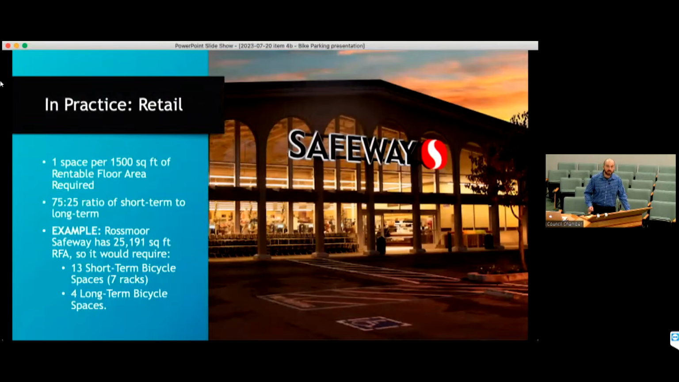So in practice, for retail, the proposed update is one space per 1,500 square feet of rentable floor area. That is a common standard. It shows up on all the plans. It's essentially the usable space. What we have proposed here is heavily slanted towards short-term because with retail, you've got people coming in. In practice, that would mean that the Rossmoor Safeway required about 7 bike racks and 4 long-term spaces for workers.